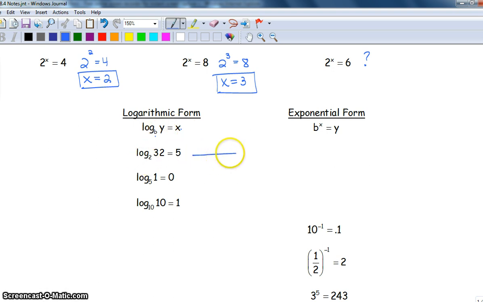So if I'm going from log to exponential, I take the log base 2 and I raise that to whatever it's equal to, the 5th power, and that gives me my number 32. And you can check this in your calculator. 2 to the 5th does equal 32. So again, if I'm going from log to exponential, I take that base of 5, I raise it to what it's equal to, 0, and that's equal to 1. And that's true. Anything raised to the 0 power gives us 1. So my base is 10. 10 to the first power gives me 10. And yes, again, that's true.